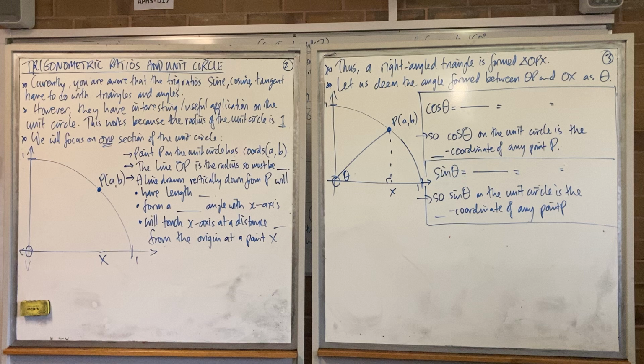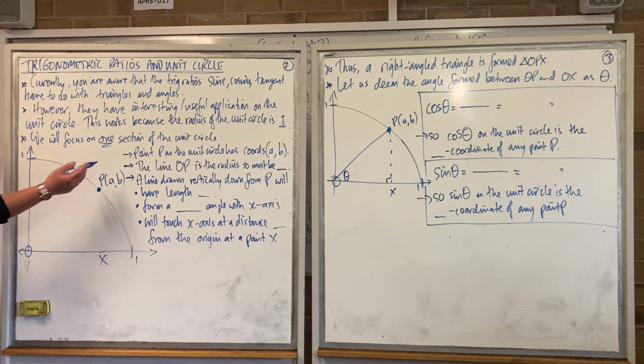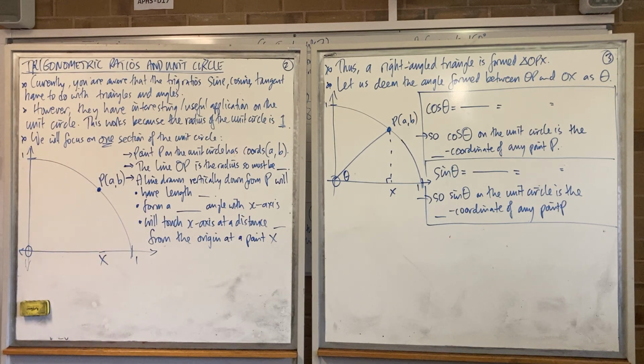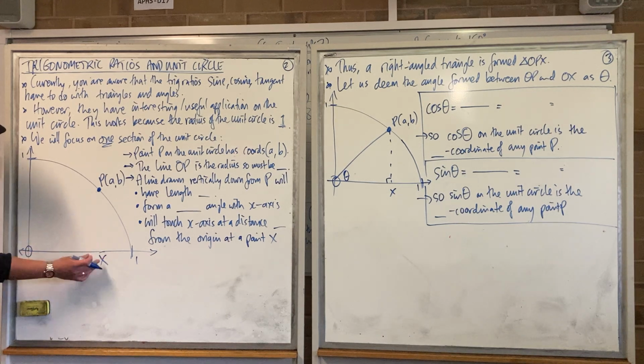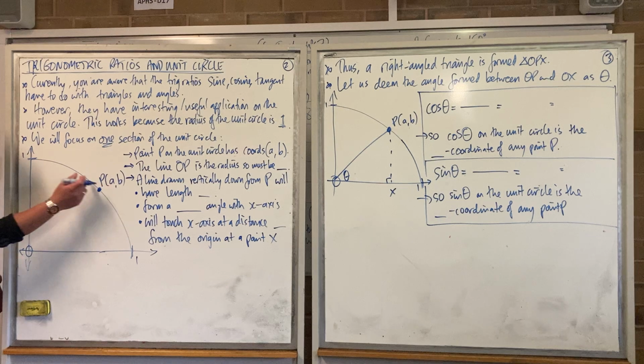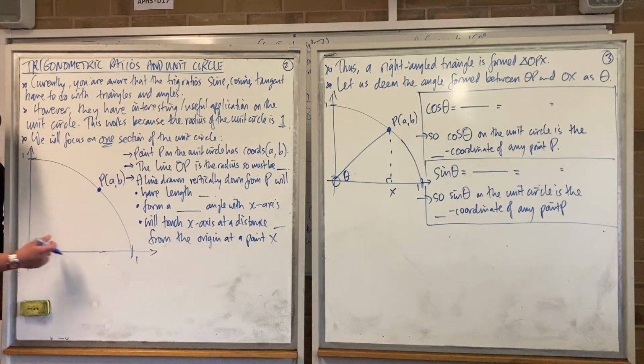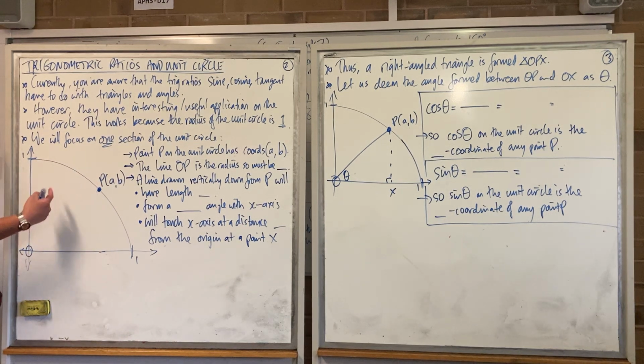We're going to focus on one section of the unit circle here, just in this quadrant. You'll learn what a quadrant is later. Point P on the unit circle has the coordinates A and B. So how far to the right of the origin is point P? If the coordinates are A and B, how far have I gone to the right? A. And how far up have I gone? B. Good. So just get that and keep that in your mind.